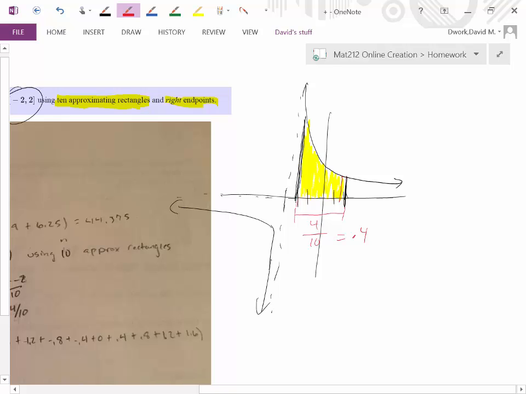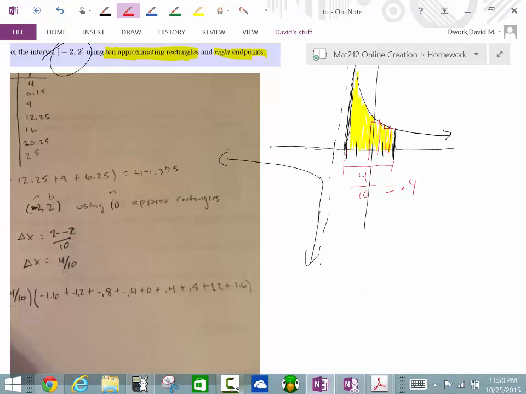Again, you don't have to draw it. It's about the understanding. So the width of each of these rectangles would be 0.4 across. Then I get my next y value and go 0.4, then my next y value, go 0.4, and my next, go 0.4. I keep doing this, and that would give me a total of 10 rectangles.